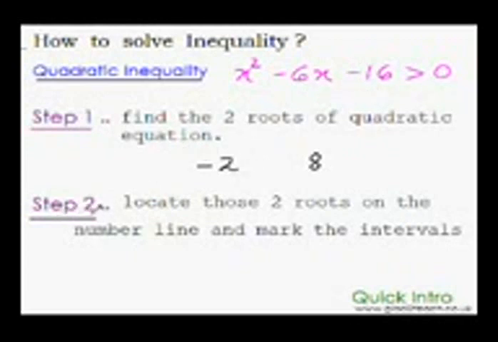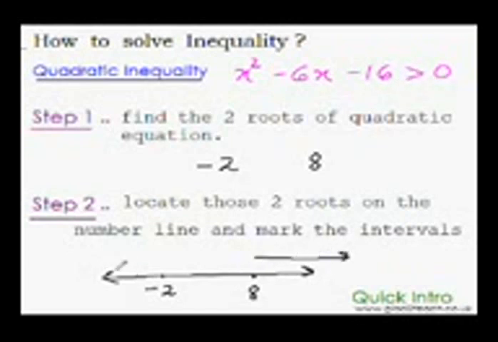Now come to step number 2. Just locate these two roots on the number line. Just make this number line, and minus 2 you can put here towards the left, and 8 will be towards the right. Now you just have to mark the intervals. How do you do that? Very easy. If it is greater than, then the interval will be the outside region, like this one. That means all the values from positive 8 to positive infinity, and from minus 2 to minus infinity. This will be the answer interval.